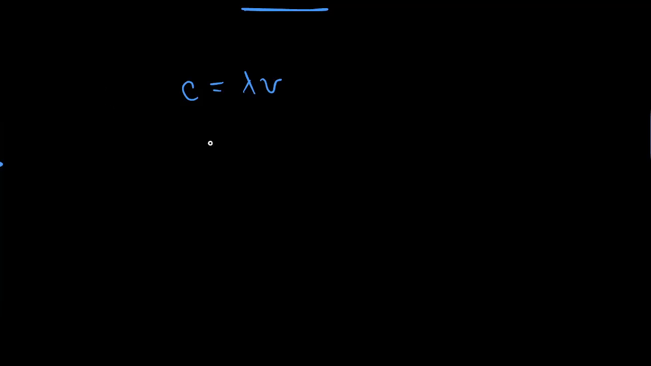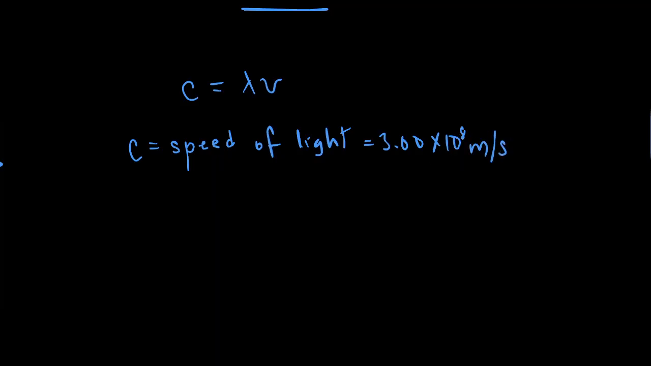In this formula, c is your speed of light. Speed of light we denote with the letter c, and this is going to be equal to 3 times 10 to the 8th meters per second. And this is a constant, right? Like if you remember in the last video, we were looking at Planck's constant. That value stays the same. So this is a constant value.